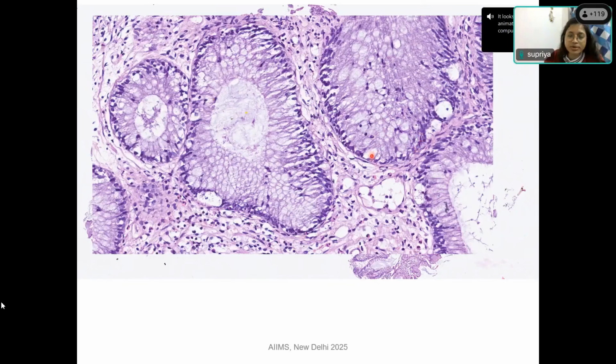Sir, in lamina propria, lots of lymphocytes are there, and some plasma cells are also present. Anything you can see in this picture? Tell me that. Sir, intraepithelial lymphocytes are also present in these slides.